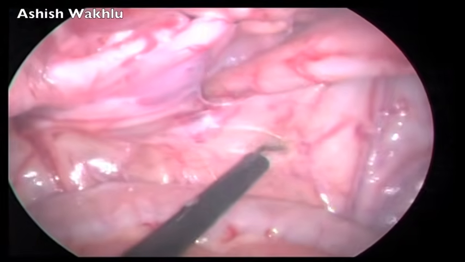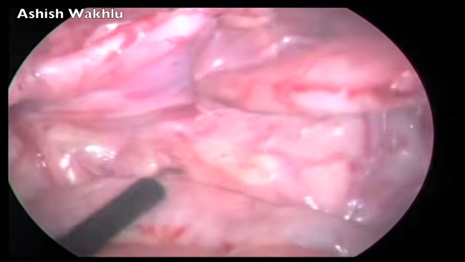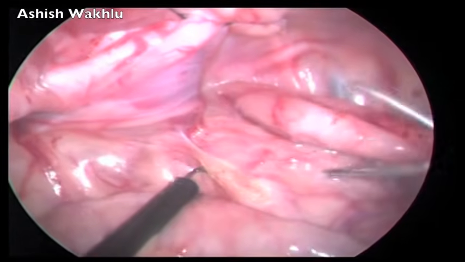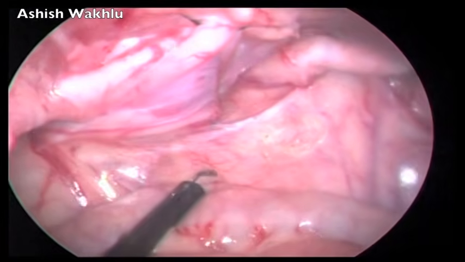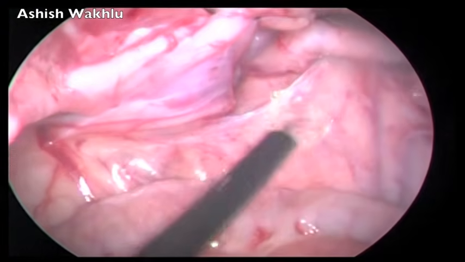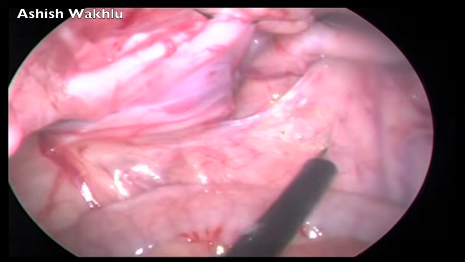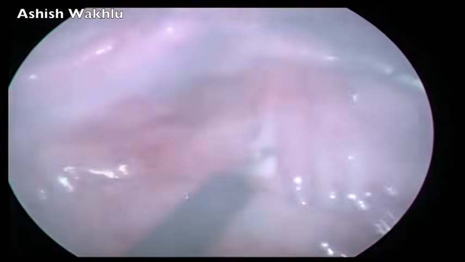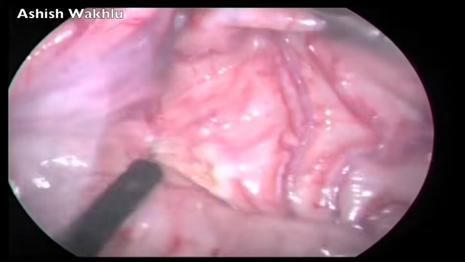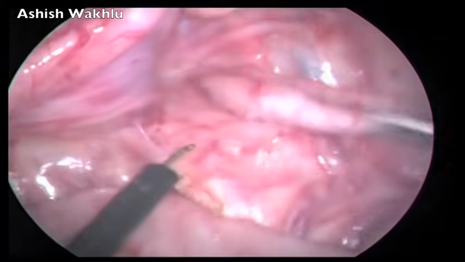We all know that the triangle of dissection for an anorectal malformation is bounded laterally by the ureter and distally by the vas deferens. And the space for dissection is between these two clearly visible structures.